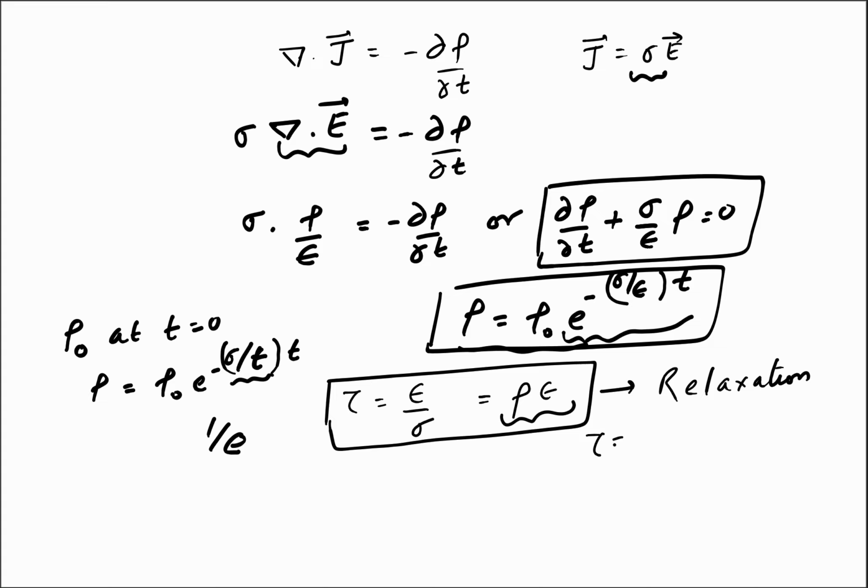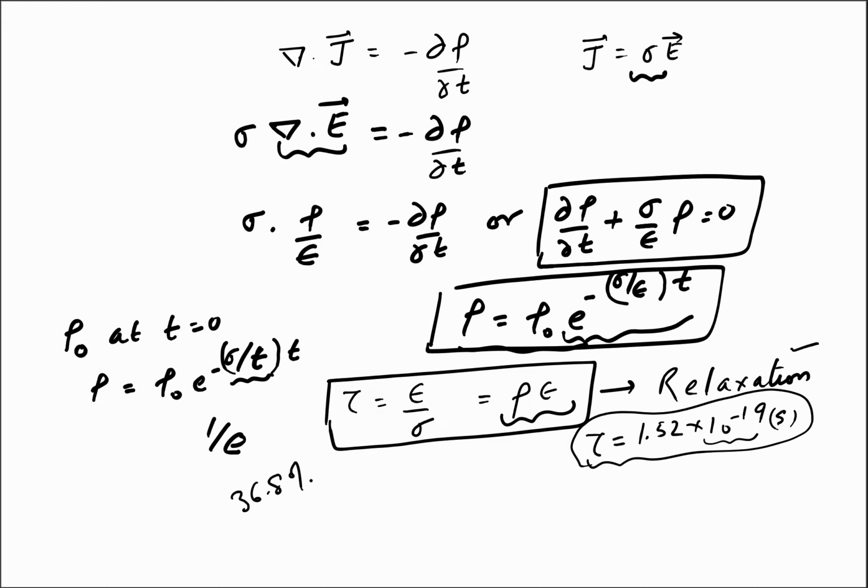So for a given conductor, let us say copper, we can calculate its value, and it comes out to be about 1.52 into 10 raised to power minus 19 second. So you see that this time for copper is very small, 10 raised to power minus 19 second. That is, it is negligible. So within one relaxation time, the value is going to decay to about 36.8% of its initial value. So you see that within no time it is going to get to 0.